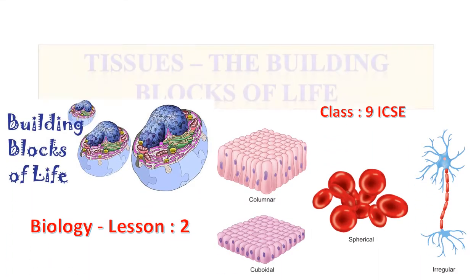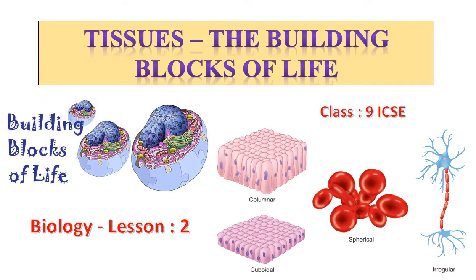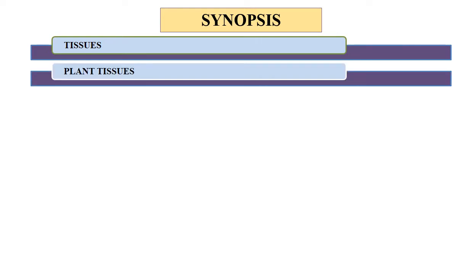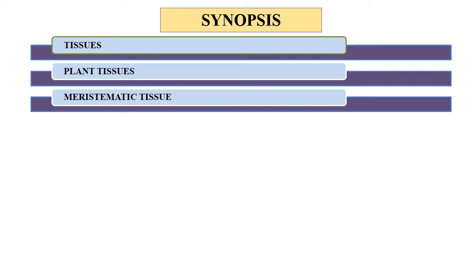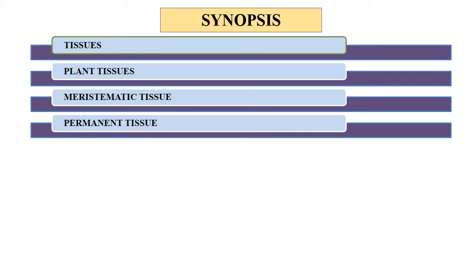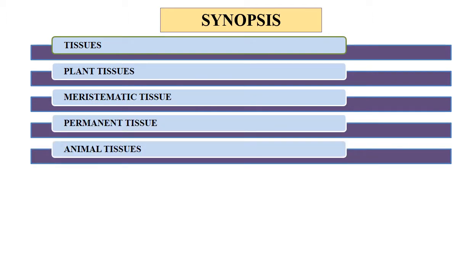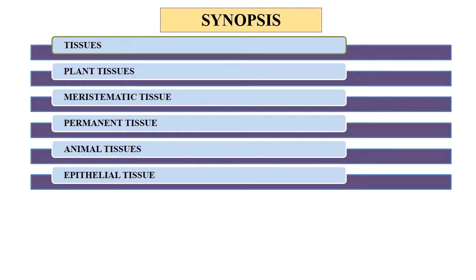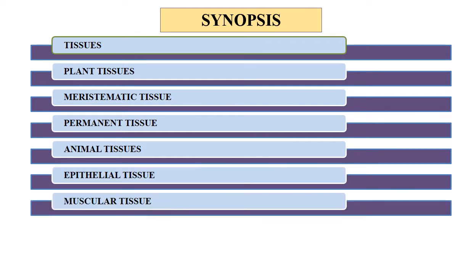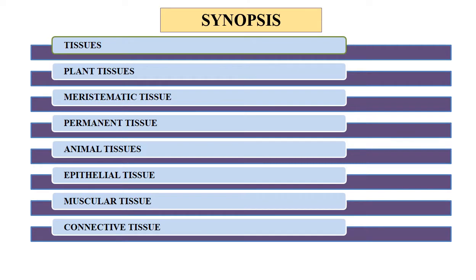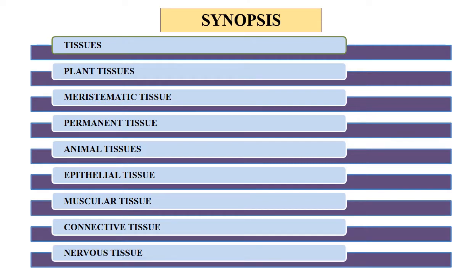Good morning. The chapter for today is Tissues, the Building Blocks of Life. Let's see the subheadings of this chapter. Tissues, plant tissues, meristematic tissue, permanent tissue, animal tissues, epithelial tissue, muscular tissue, connective tissue, and nervous tissue.